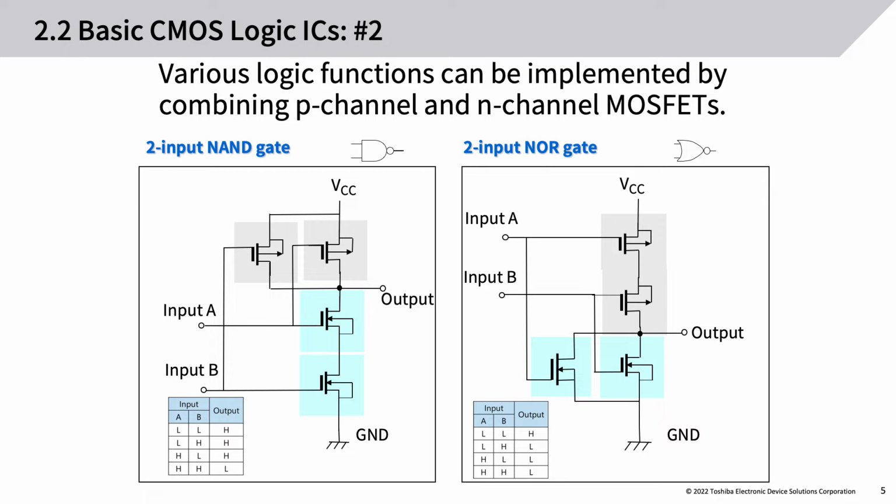Basic CMOS Logic ICs. 2. Various logic functions can be implemented by combining P-channel and N-channel MOSFETs. For reference, the details of the 2-input NAND gate circuit and the 2-input NOR gate circuit are shown below.